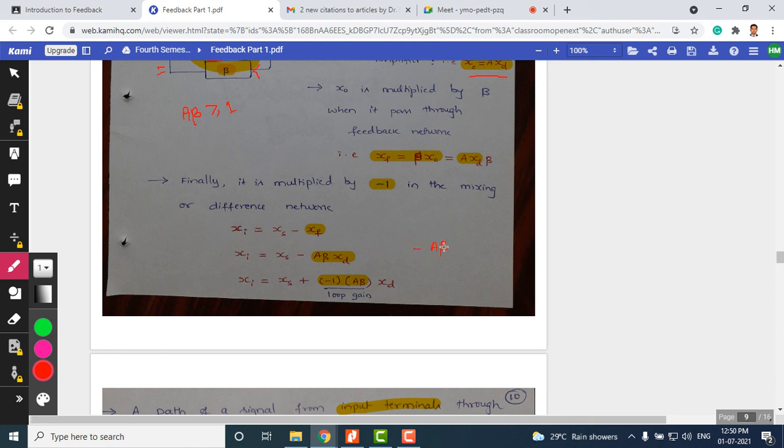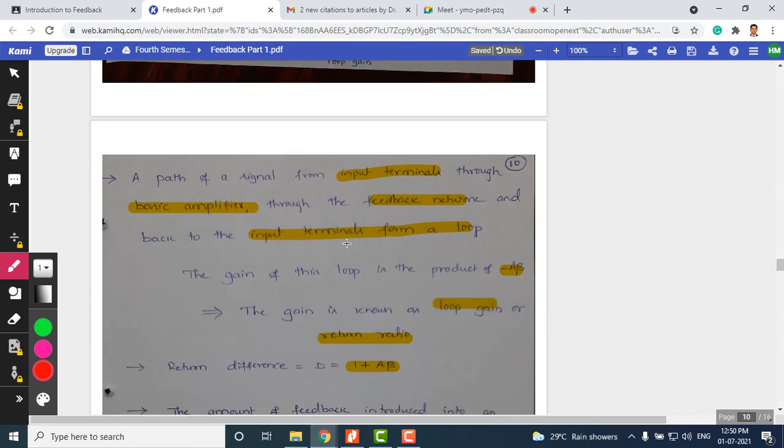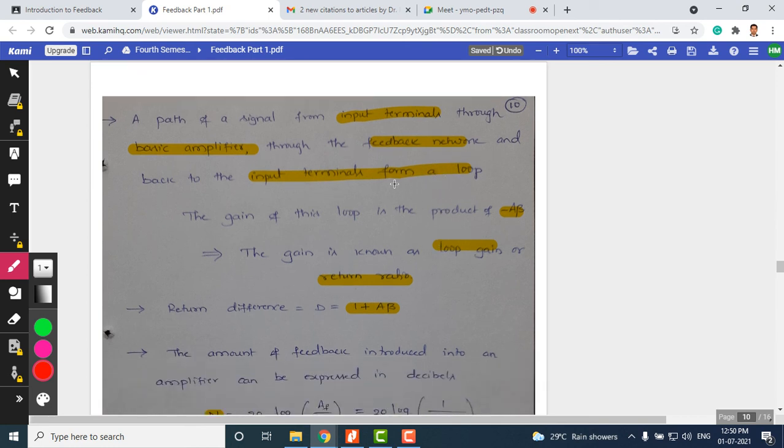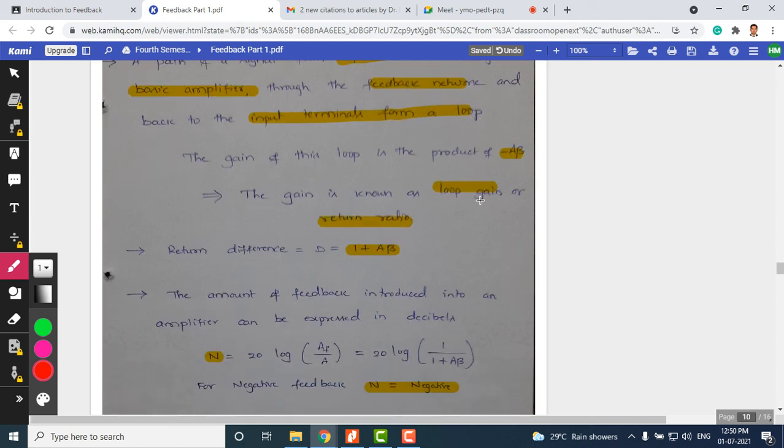Okay, that is an important thing when we discuss feedback. The path of a signal from the input terminal through the basic amplifier, through the feedback network, and back to the input terminals forms a loop here. We already talked about where the loop is forming, and we also discussed the loop gain. The return difference D is indicated as 1 plus A beta. We will discuss a little later what this D is.